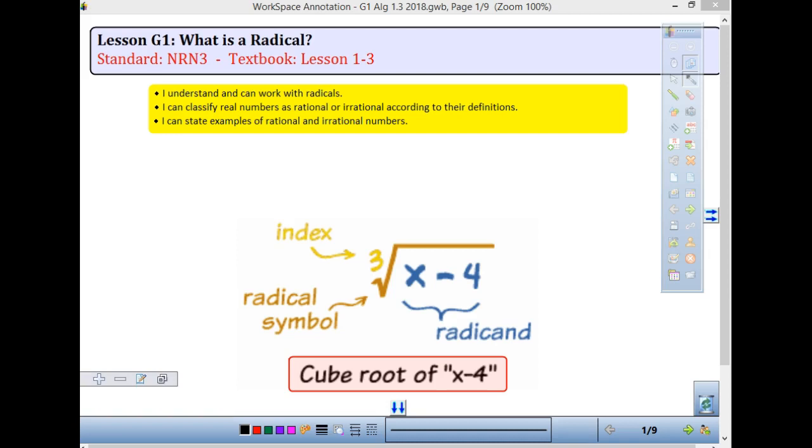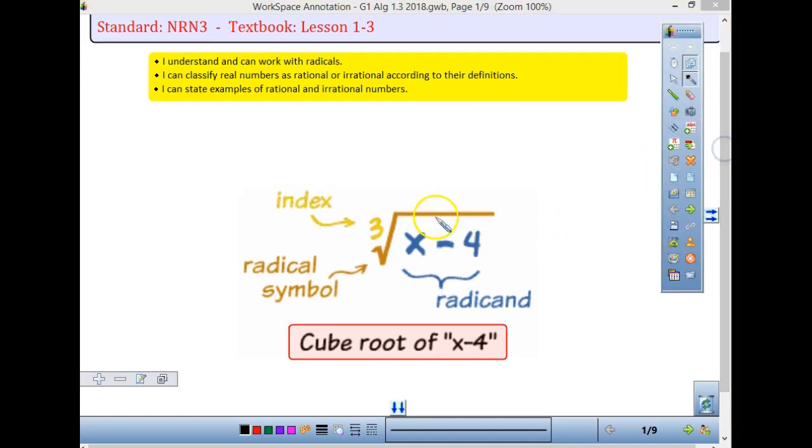I can understand and work with radicals. Keep going. I can classify real numbers as rational or irrational according to their... I can say examples of rational and irrational. So we started at the beginning of the year with rational and irrational. That was in unit A1, A2, something like that, right at the beginning. So we're still going to be looking at those types of numbers and doing some classifying.